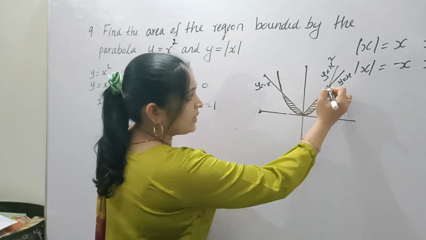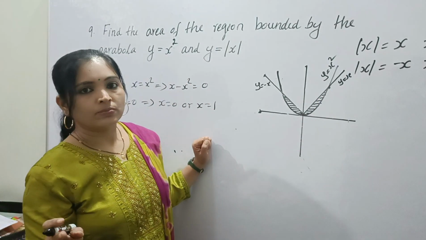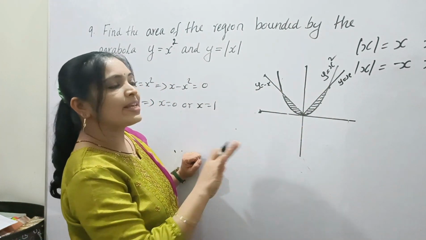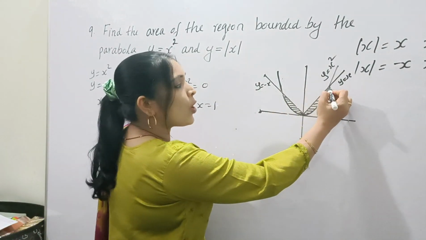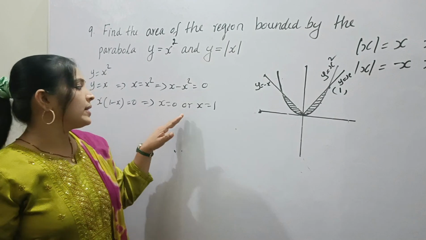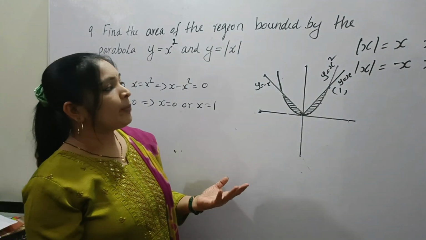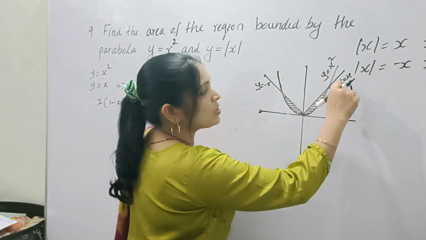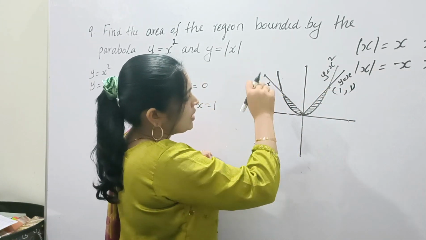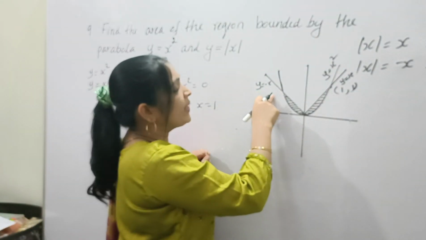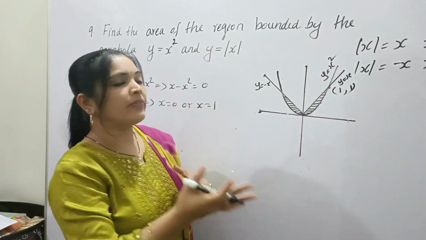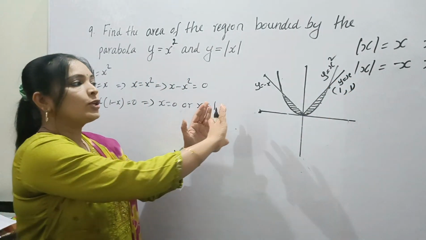Okay, for this point x is not equal to 0, right? When x is equal to 0, y is also 0. So here x is not equal to 0, then the value of x is 1. Okay, x is equal to 1. Then y is also 1, because y is equal to x. So this point is nothing but (1, 1). Let's find the area of only this side. After that we will multiply by 2 to get the total area.